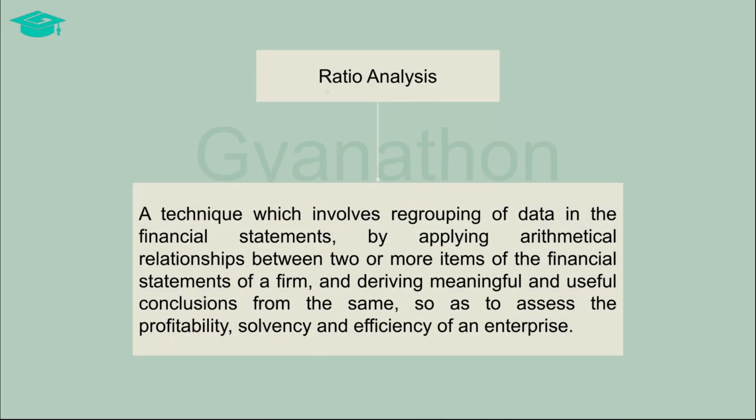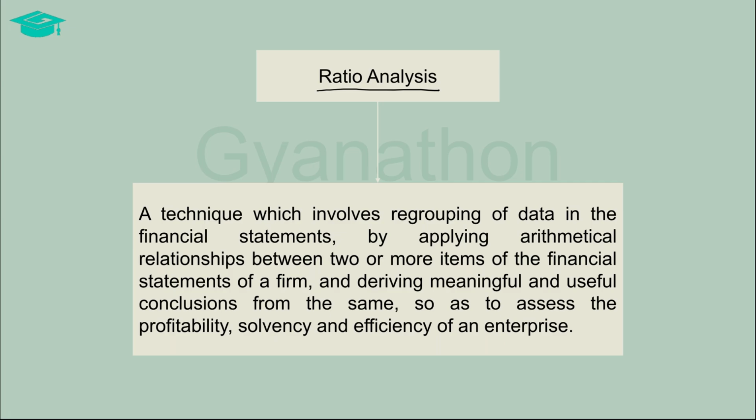The fourth tool of analysis is ratio analysis. This is a technique which involves firstly regrouping the data that is available in the financial statements. Once the data is regrouped, certain arithmetical relationships are applied to this data which constitutes two or more items in the financial statements. This derives certain ratios that give meaningful and useful conclusions and is used to assess the profitability, solvency, and efficiency of an enterprise.